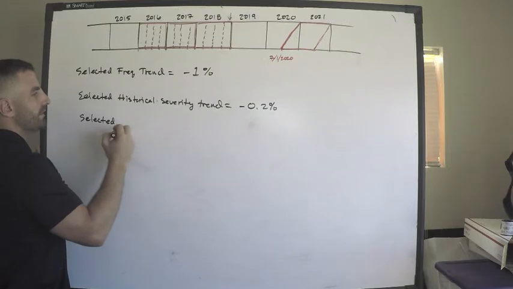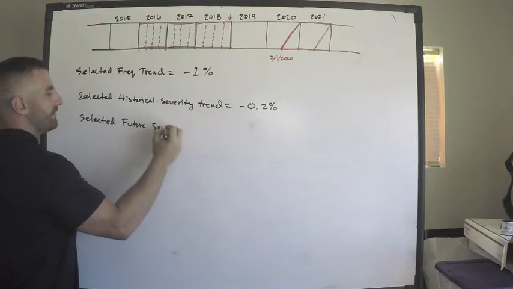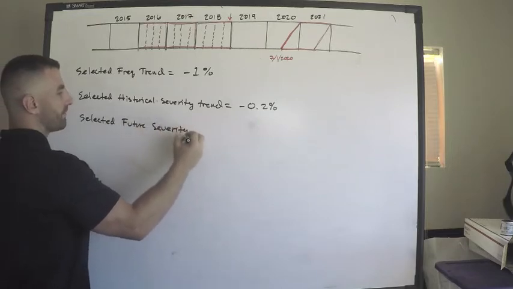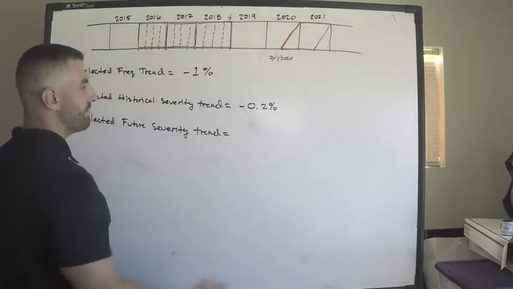Now I need to also select you can either say projected severity trend or future severity trend. And I'll explain what this means in a minute. And let's make that equal to 3%.